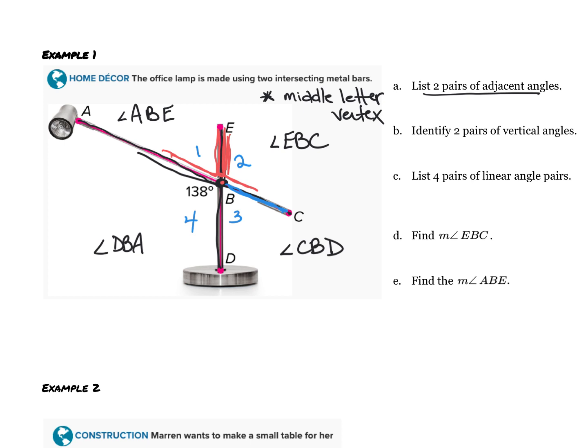We can also say angle 3 and angle 4 are adjacent because they share this side BD. And of course our last one would be angles 1 and angle 4 because they share this side AB. Okay, so all 4 of those combinations, 1 and 2, 2 and 3, 3 and 4, 1 and 4, they're all adjacent angles.